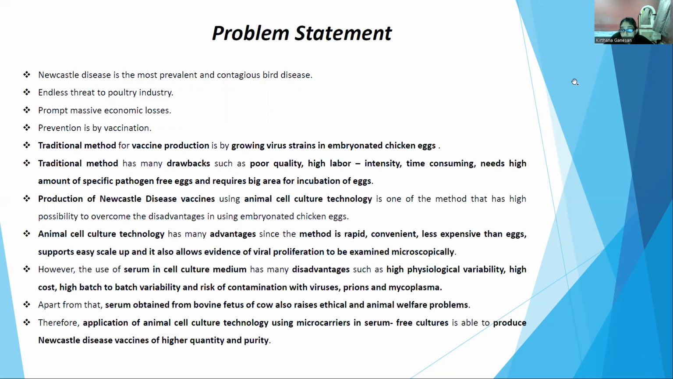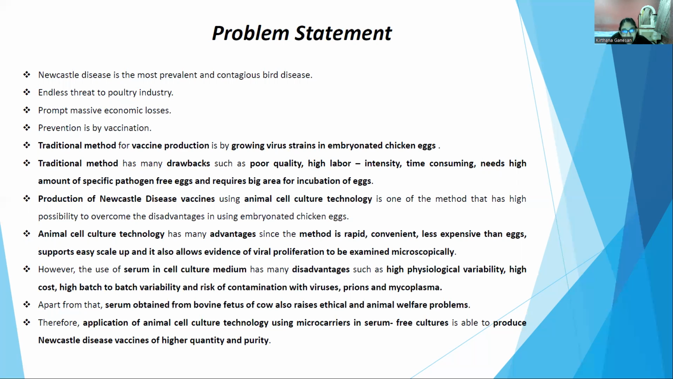I'll move on to the problem statement of this research project. Newcastle disease is the most prevalent and contagious bird disease, which is an endless threat to our poultry industry. It has prompted massive economic losses, and the only way of preventing this disease is through vaccination. The traditional method for vaccine production was by growing virus strains in embryonated chicken eggs.